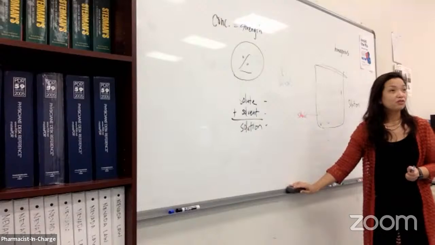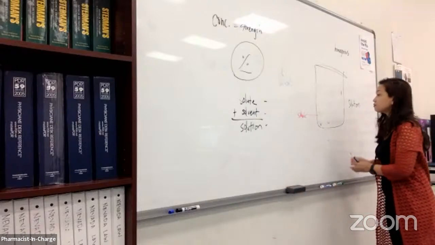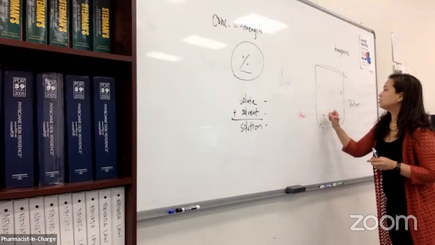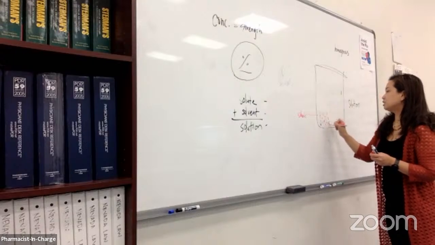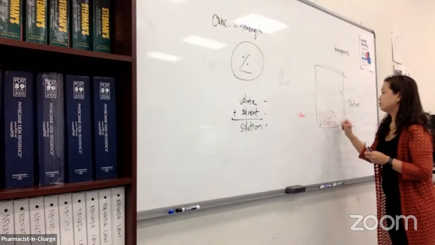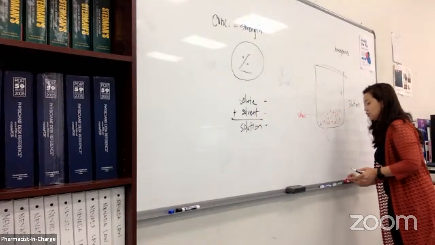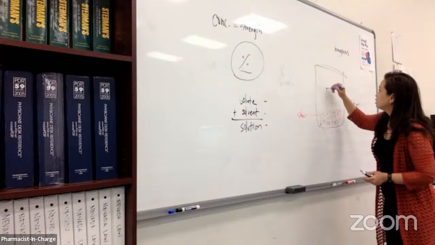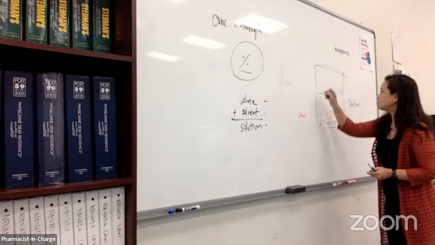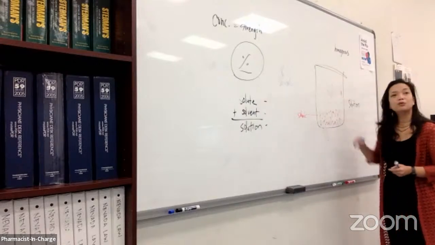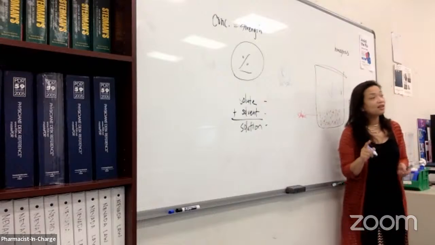But in the case of a suspension, do the powders dissolve 100%? No. There'll be some powders that will not dissolve because suspensions are meant that way. You will add that liquid, which is your solvent, but a suspension will not 100% dissolve. That's why we add a suspending agent and the auxiliary label.